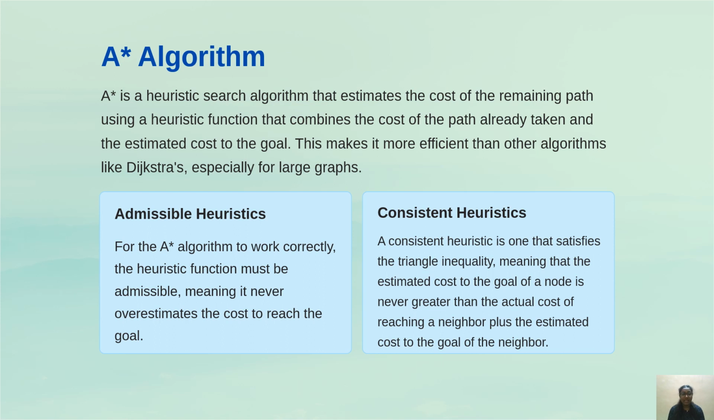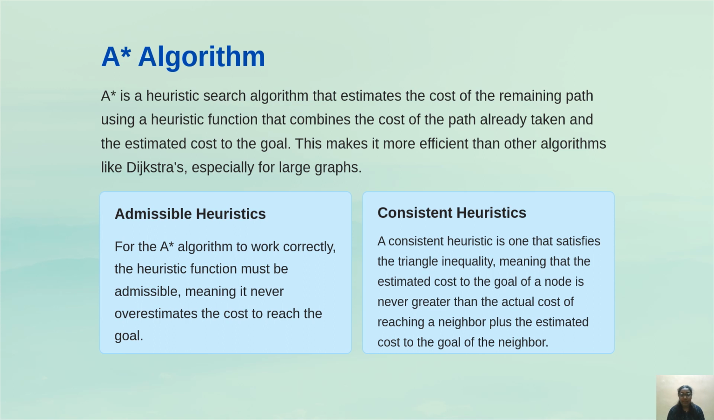A-star algorithm. A-star algorithm is a heuristic search algorithm that estimates the cost of the remaining path using a heuristic function that combines the cost of the path already taken and the estimated cost to the goal. This makes it more efficient than other algorithms like Dijkstra's, especially for large graphs. We have admissible heuristics and consistent heuristics. Coming to the admissible heuristics, for the A-star algorithm to work correctly, the heuristic function must be admissible, meaning it never overestimates the cost to reach the goal.